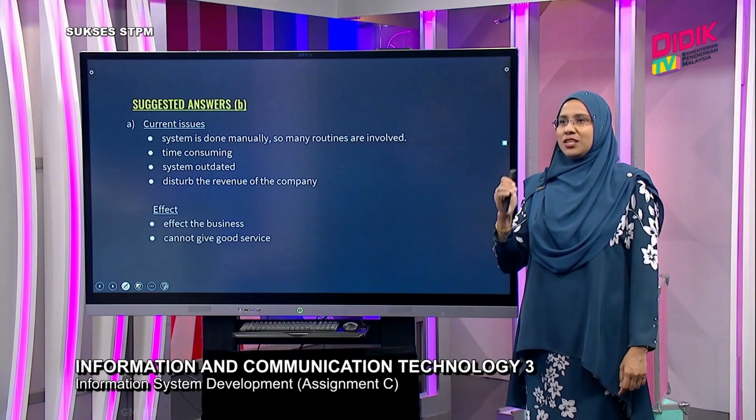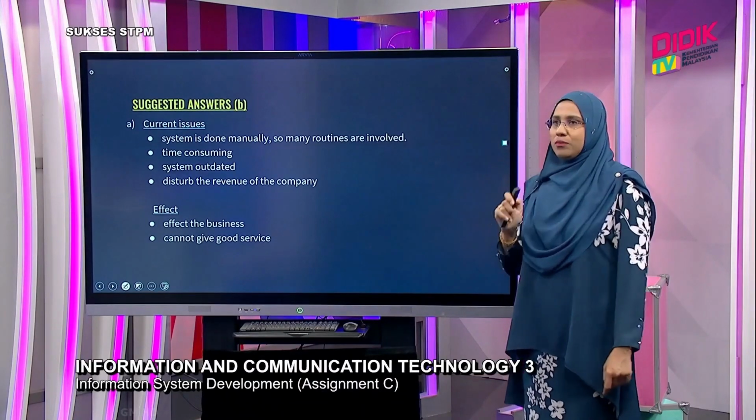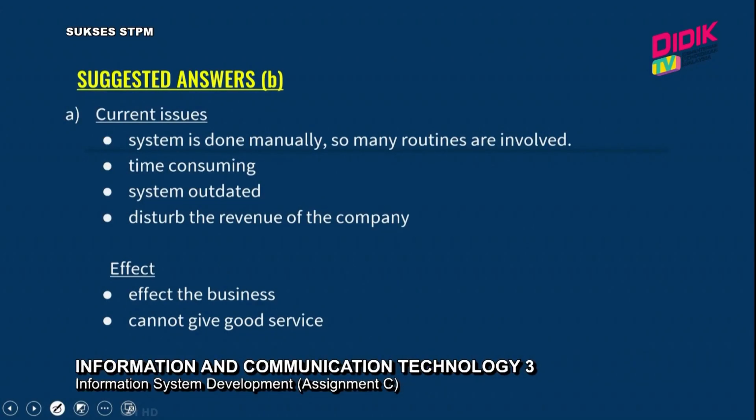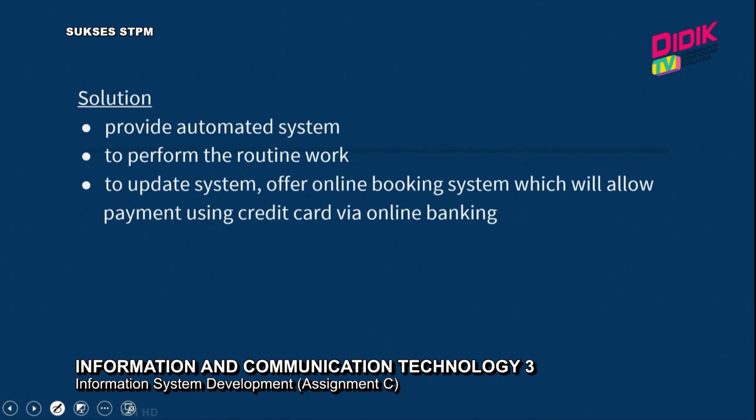This is my suggestion. You write in point form, the current issue. All these are from the question. The system is done manually, so many routines are involved, time consuming, system outdated, disturbing the routine of the company. So it will affect the business, cannot give good services. And how to solve this problem? Provide an automated system to perform the routine work, and update the system, offer an online banking system which will allow payment using credit card via online banking. So everything is in the question, just take it out.